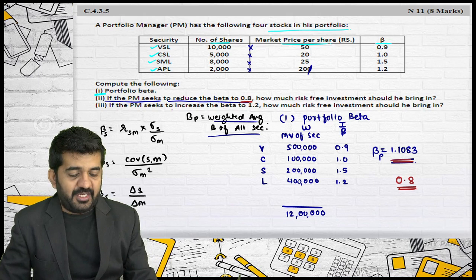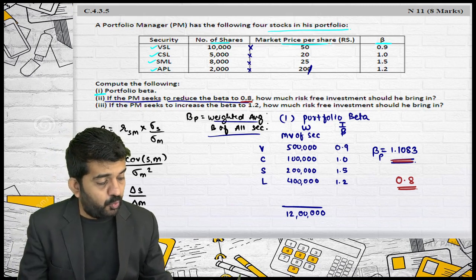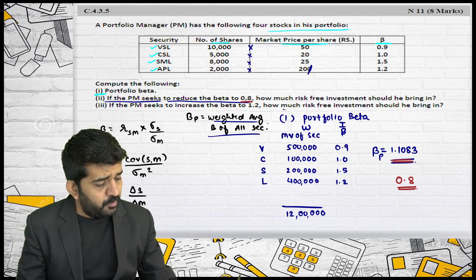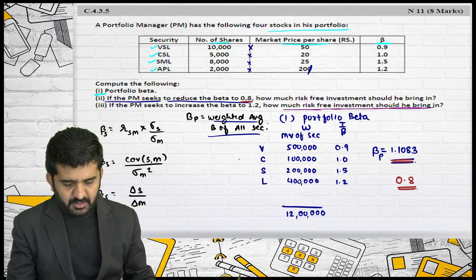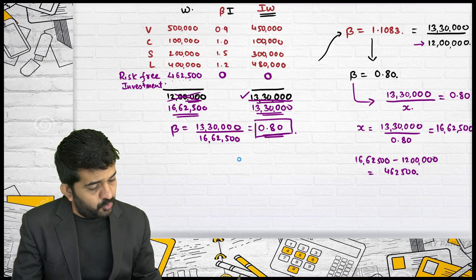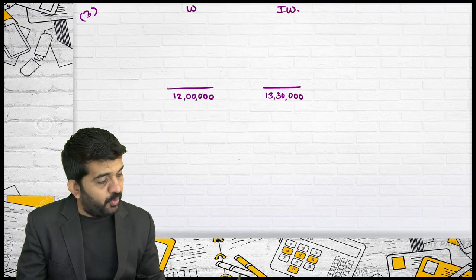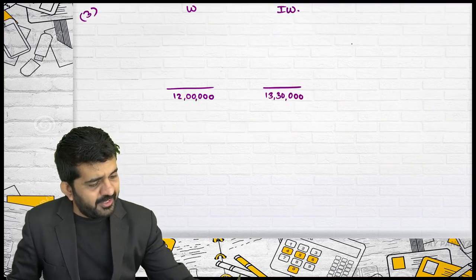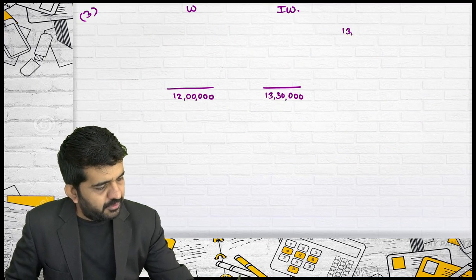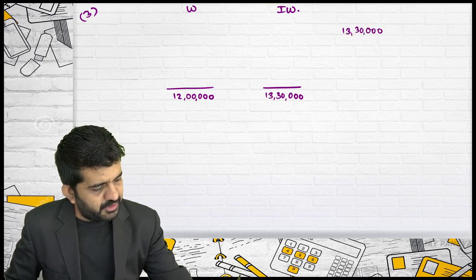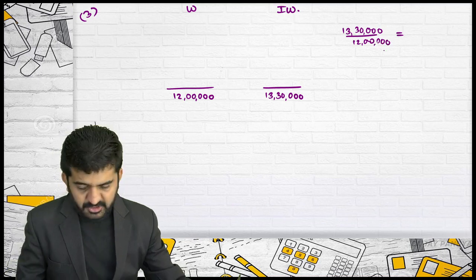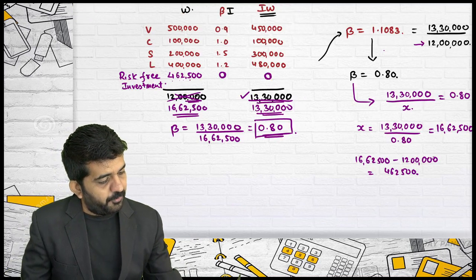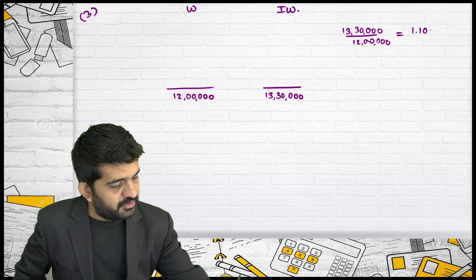If the portfolio manager seeks to increase the beta to 1.2, how much risk-free investment should he bring in? He wants to increase the beta to 1.2. Right now, what is the beta? 13,30,000 divided by 12 lakhs is equal to 1.1083.